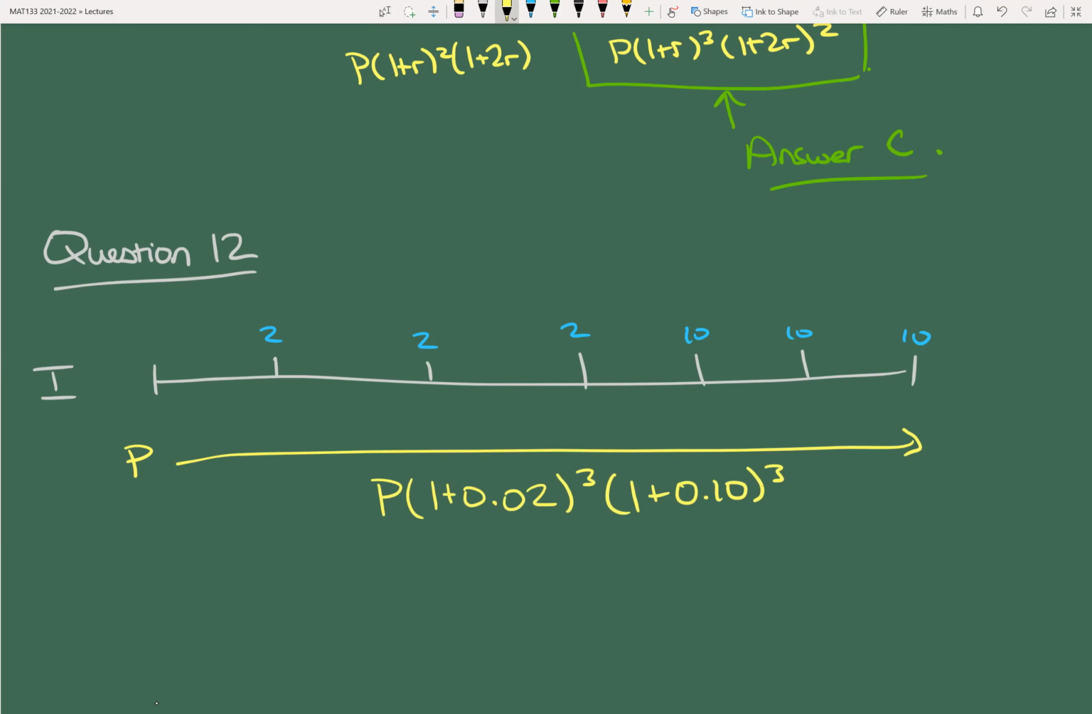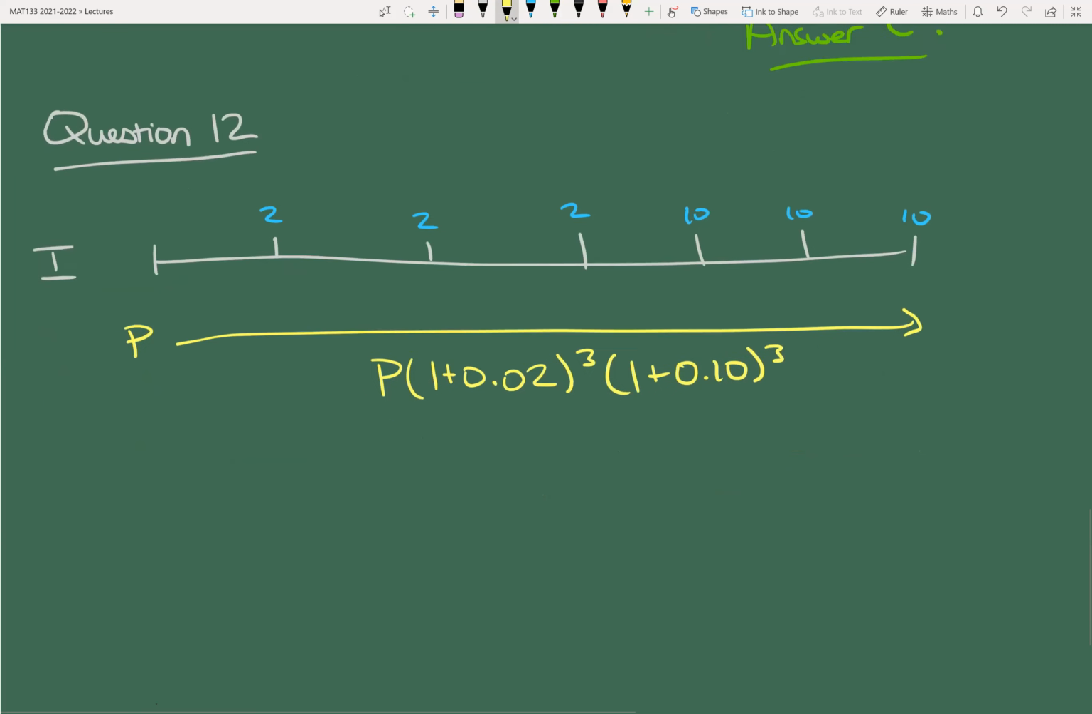But again, basically, as you push it forward and you collect them all together, you have 3 compounding periods at 2% and 3 compounding periods at 10%. And so if you put them all together, you get this, right?